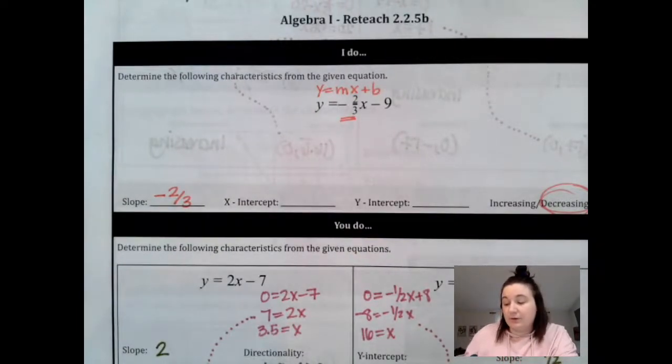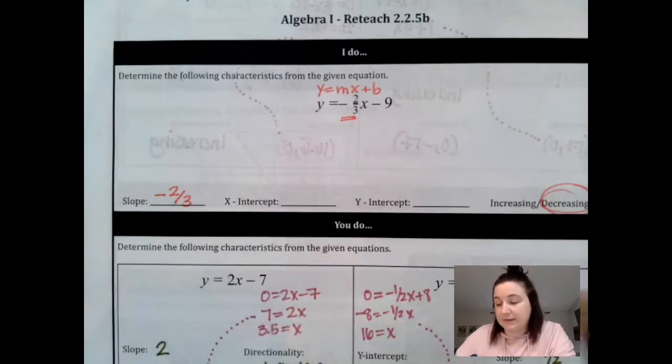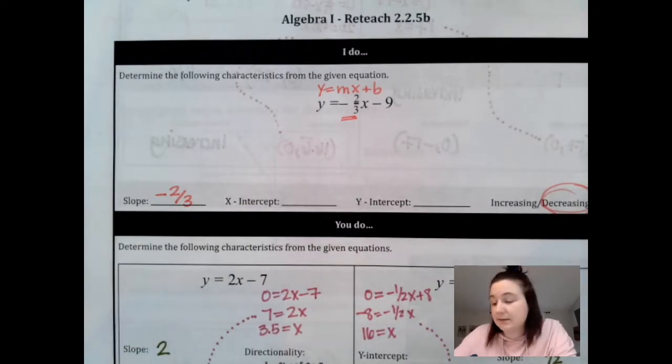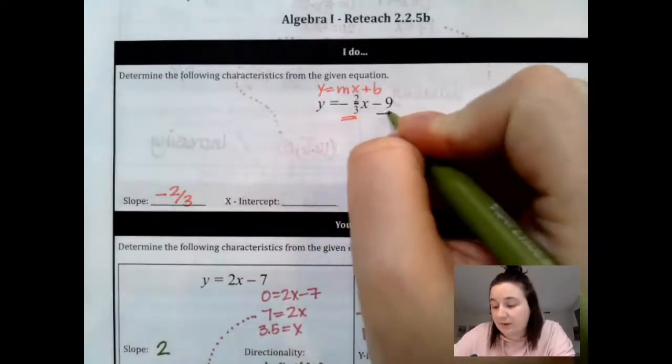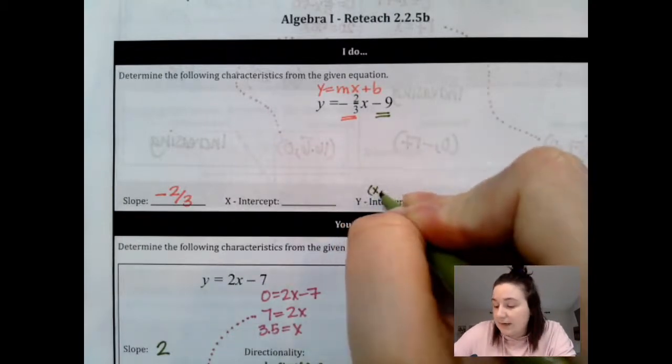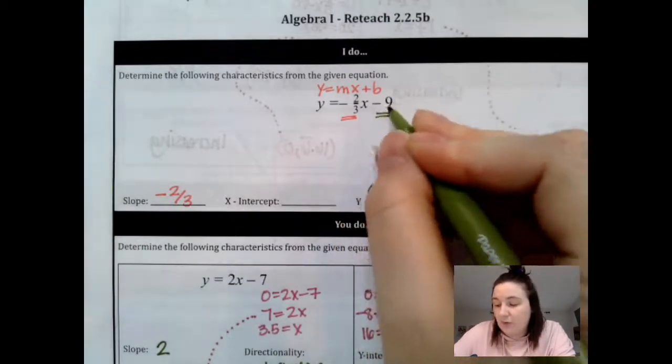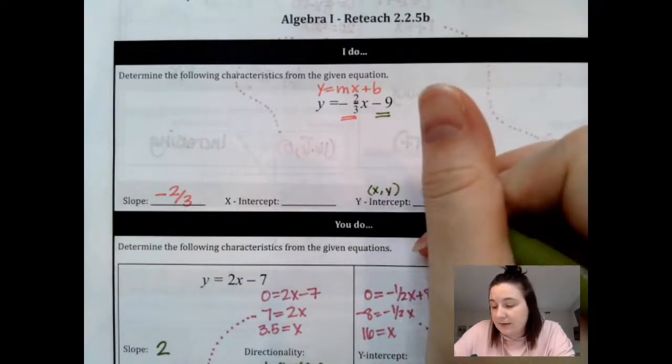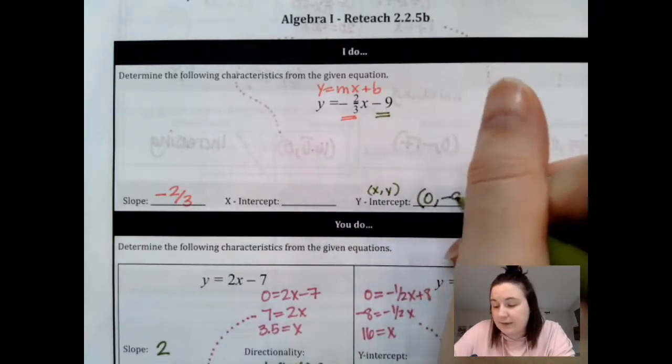Now I'll go to the y-intercept. So I'll skip the x-intercept. I always do that one last. The y-intercept is our b value, and the only thing that I really need to do with that is write it as a coordinate point. If our coordinate points are x comma y, and y is negative 9, then my y-intercept is 0, negative 9.